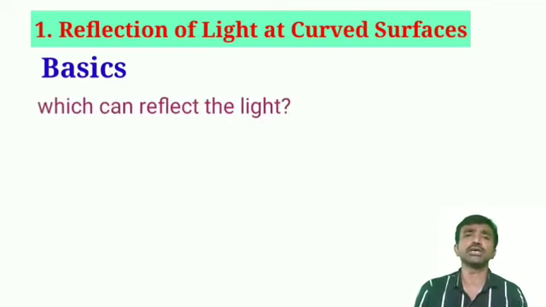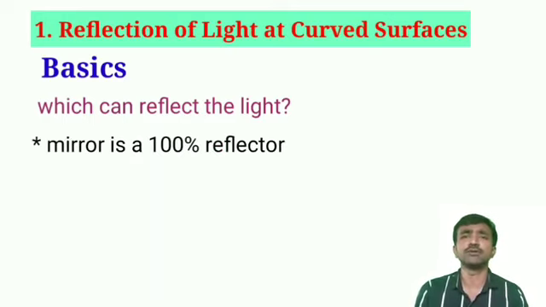So which objects can reflect light? Actually any object, in any color, will reflect light, but the amount of light reflected from the surface is different. Any mirror, for example a daily-use plain mirror, is said to be a 100% reflector. That means whatever amount of light is focused on the mirror will be reflected back. So a mirror is a 100% reflector.